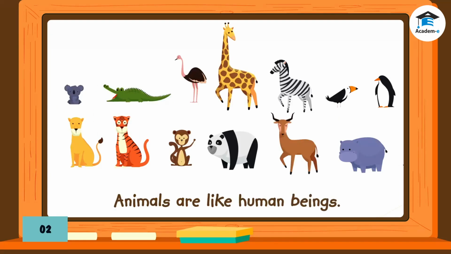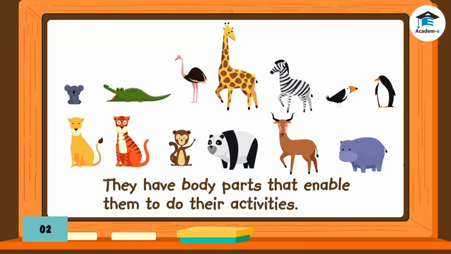Animals are like human beings. They have body parts that enable them to do their activities. Each part has a function to do. They also have organs to use for their daily needs and protect themselves from their enemies or sudden environmental changes.